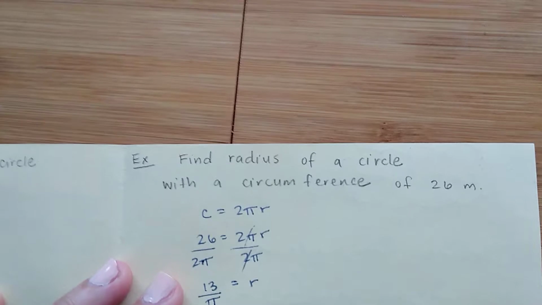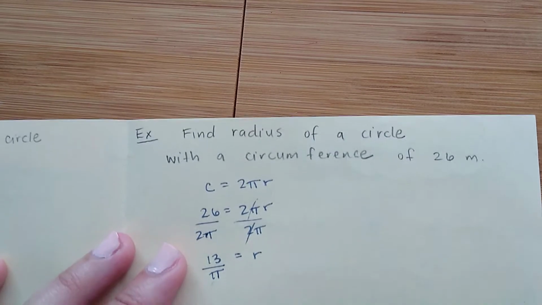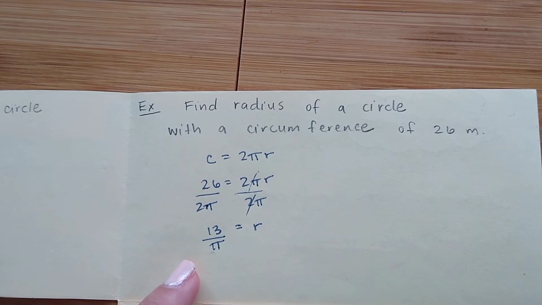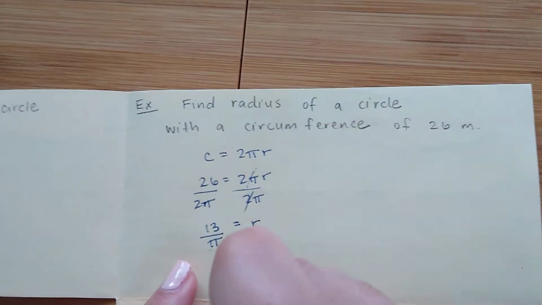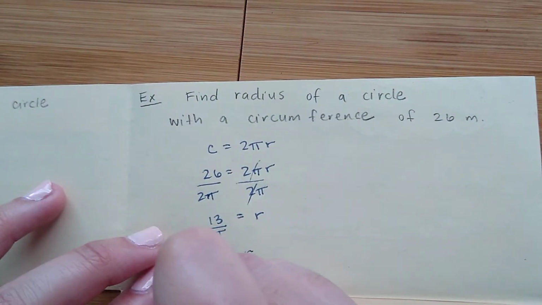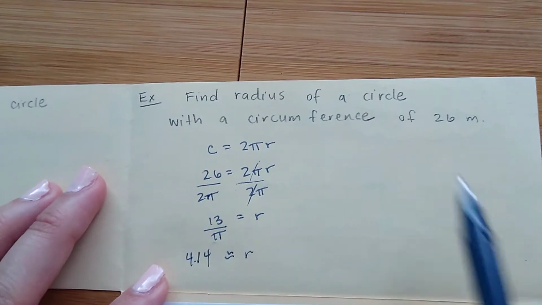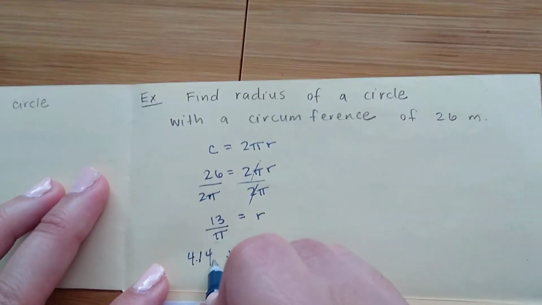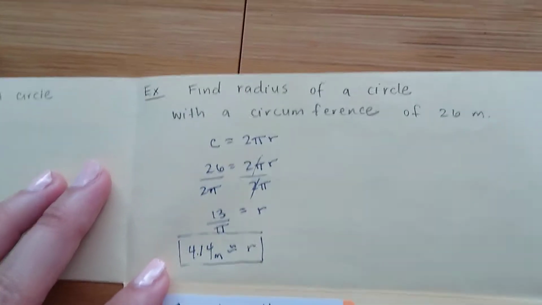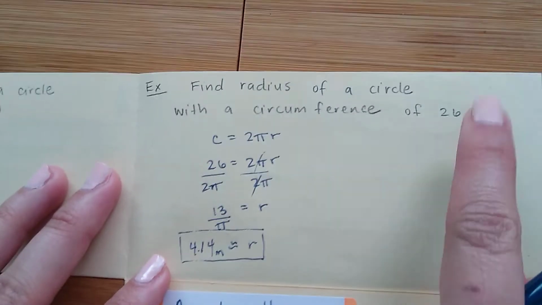13 over pi. And then when you put this one in your calculator, rounding to the nearest hundredth, you're going to get r is about 4.14. And since we are dealing with meters, it's going to be meters. So it's very important to always look at the information that you're given and make sure that you're also using the correct units.